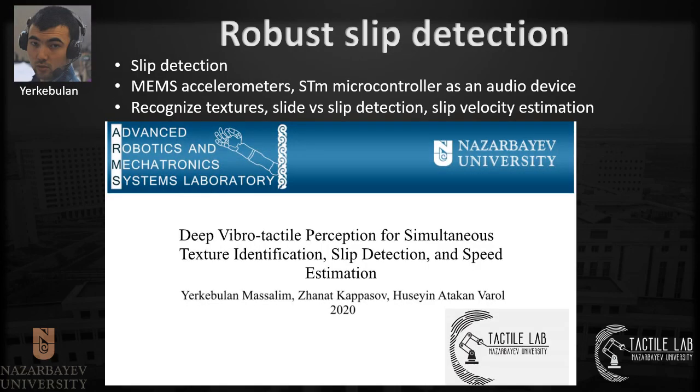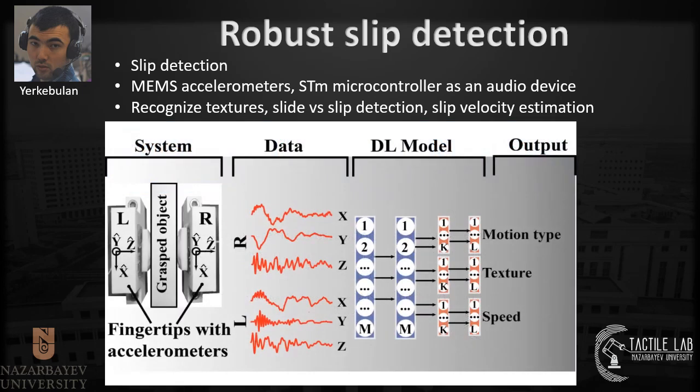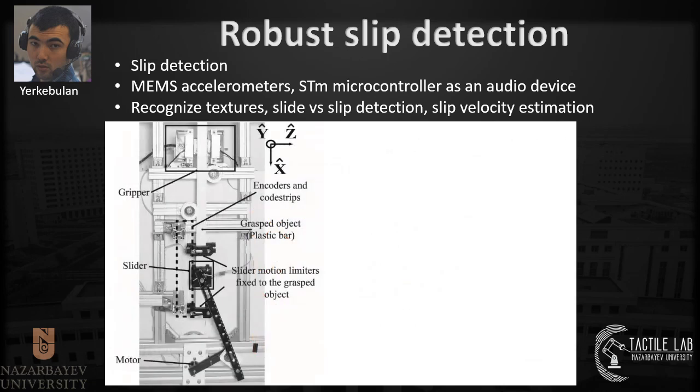The main aim of this work is to design deep learning models to detect slippage while concurrently identifying the texture of a grasped object and the speed of motion. As input, we used high-bandwidth accelerometer readings. In order to collect data related to these classification and regression tasks, we built an experimental platform.